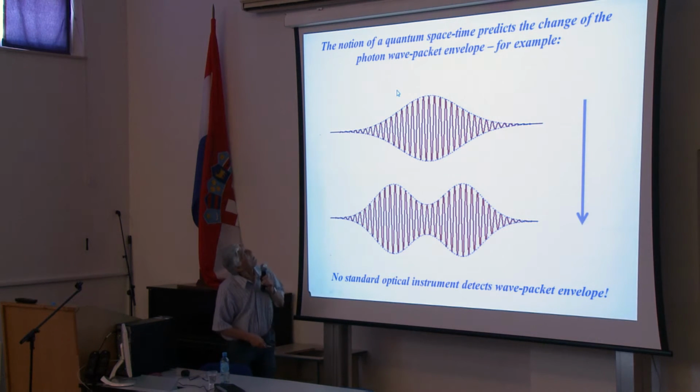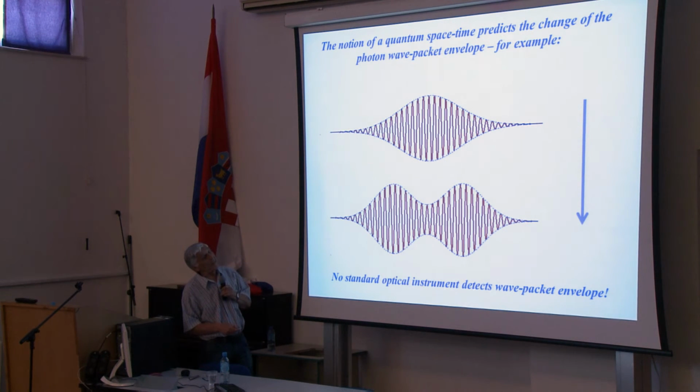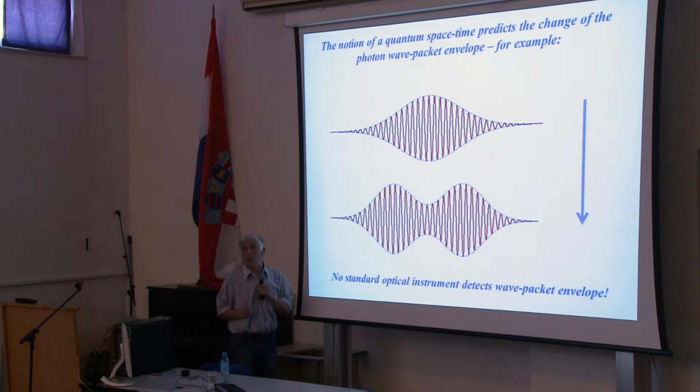So, what I say is that this notion of quantum space-time predicts the change of the photon wave packet envelope. For example, that is one example, that change that might be here. When it comes, it is received, it looks like here. And what I want to emphasize is that no standard optical instrument detects the wave packet envelope. Why not? Because nobody was interested in that. Nobody saw what is the interest of measuring that. It is stupid if you don't have some idea why that might be interesting. And that is what I'm telling you, why that should be interesting.